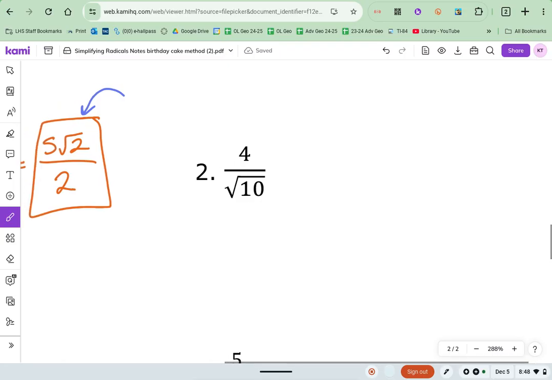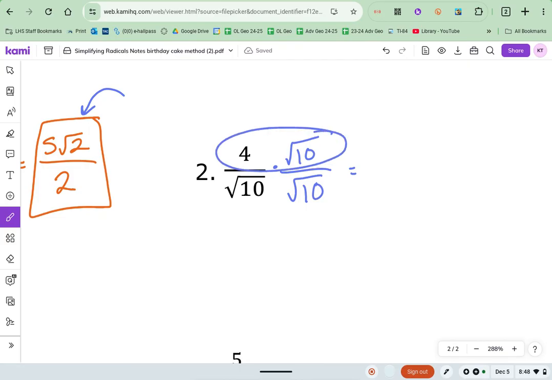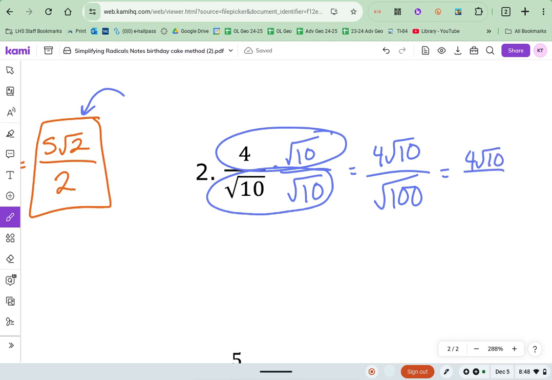This time we are trying to move the square root of 10. So we're going to multiply by square root of 10 divided by square root of 10. When we multiply with fractions, we multiply across the top. So 4 times square root of 10 is 4 root 10. Divided by, now we multiply across the bottom. Square root of 10 times square root of 10 is square root of 100 because 10 times 10 is 100. And then you ask yourself, what is the square root of 100? 10. So 4 root 10 over 10.